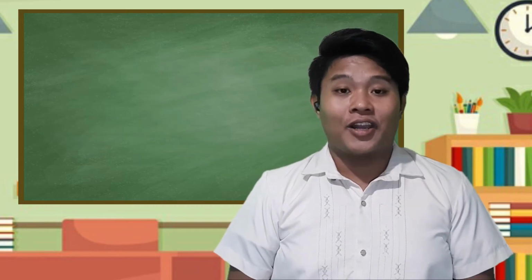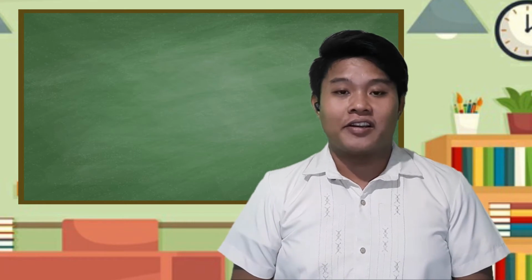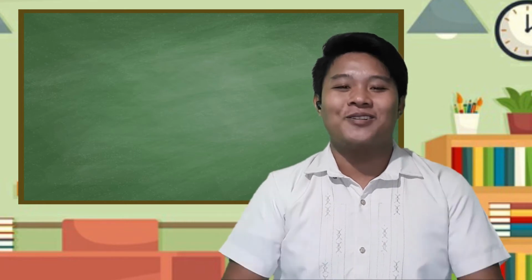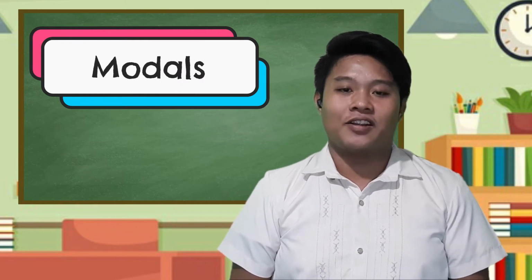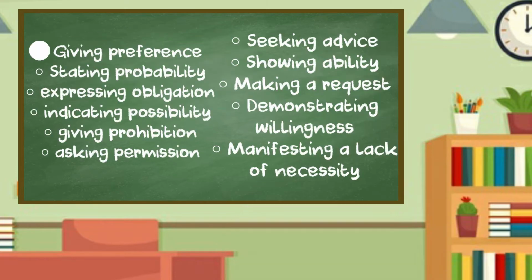Now, do you remember what these underlined words are? You're absolutely right. These are called modals, and these modals serve different functions. Giving preferences, stating probability, expressing obligation, indicating possibility, giving prohibition, asking permission, seeking advice, showing ability, making a request, demonstrating willingness, and manifesting a lack of necessity.